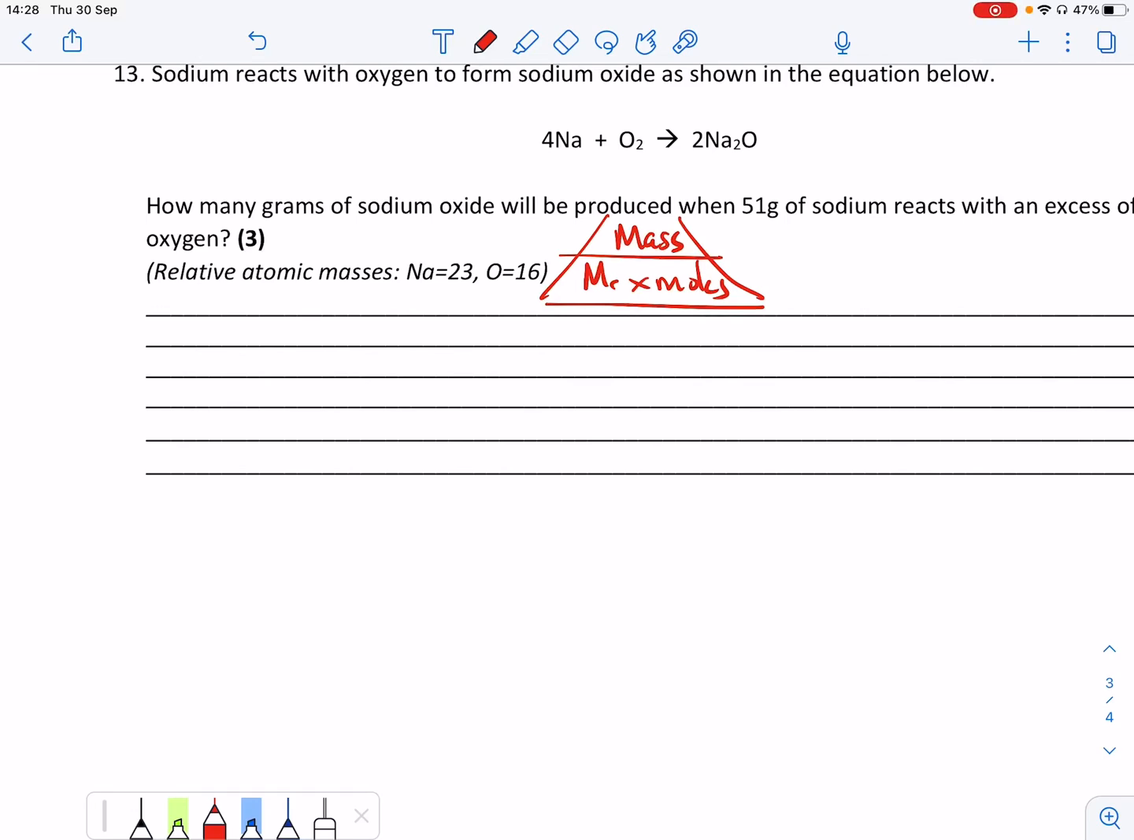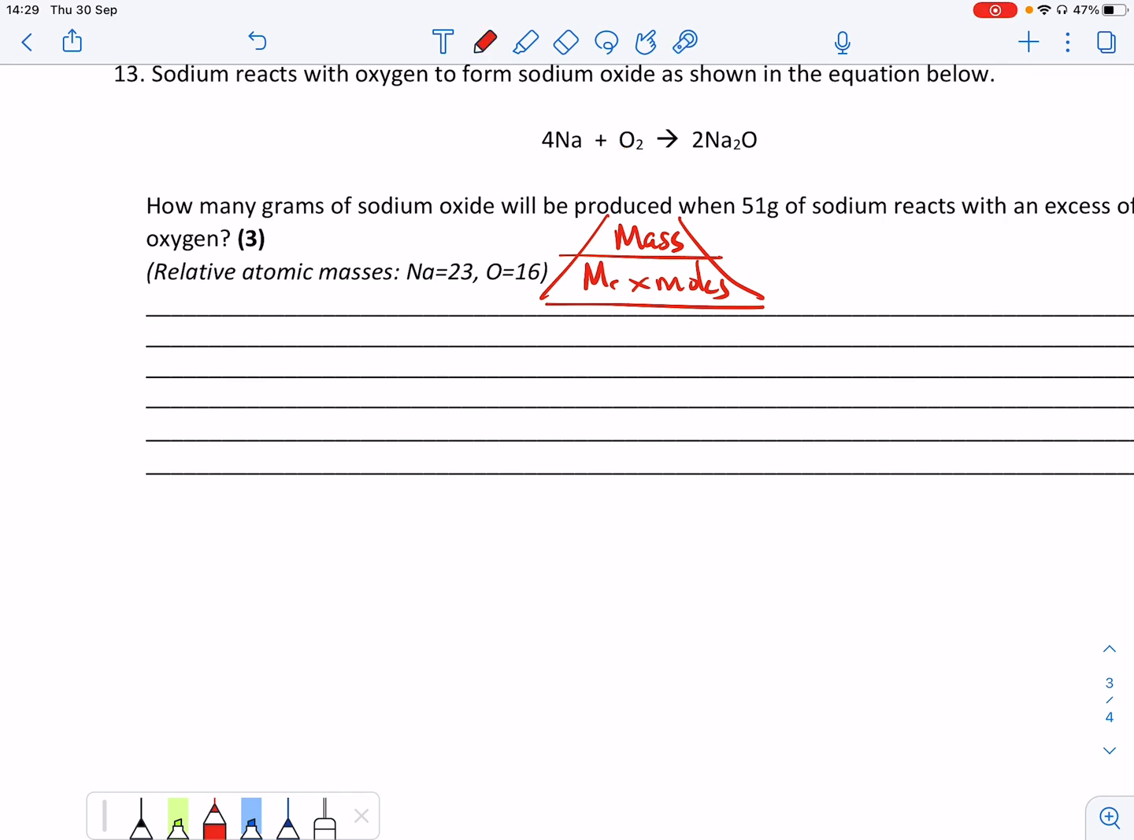Okay, so this question asks us to consider what happens when sodium reacts with oxygen, using the equation below. If we have, how much sodium oxide, which is this chemical, will be produced when we have 51 grams of sodium reacting with an excess of oxygen?